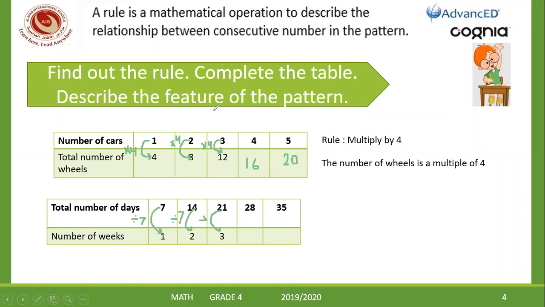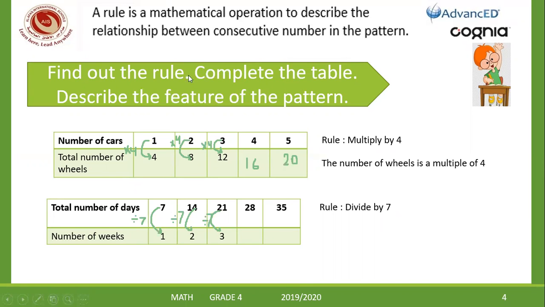So the pattern rule here doesn't use subtraction to find the relationship between the numbers, but we are going to use what? Division operation. So if the relationship between the numbers is decreasing, we can describe it by using division. So here, divided by 7 will be 3. So the rule here will be divide by 7.